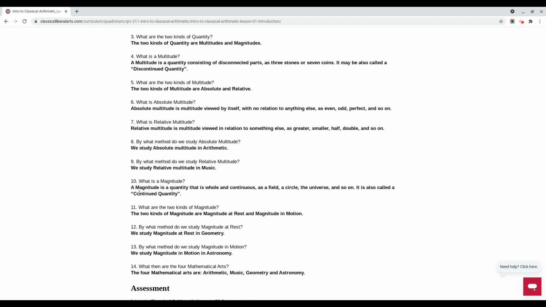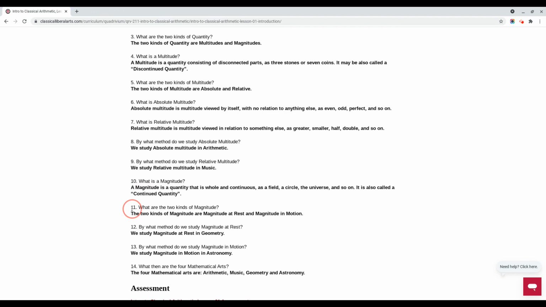So a magnitude is a continued quantity, and above we learned that a multitude is called a discontinued quantity. The two different kinds of quantity. What are the two kinds of quantity? Multitudes and magnitudes. Here we learn the definition of multitude, and here in question 10, we learn the definition of magnitude.